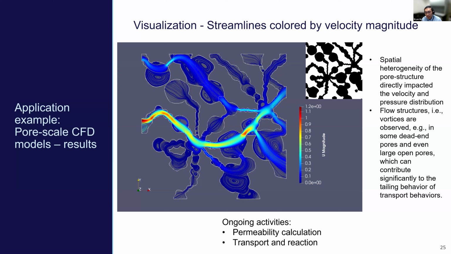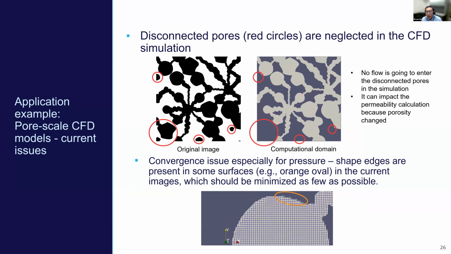So some other activities I'm doing now is basically computing the permeability based on the results of the computational simulations. Another thing is to do reactive transport, basically to add a tracer first, then we can simulate some simple reactions, dissolution, calcite reactions, for example. Yeah. And here are some current issues with this kind of simulation that I'm working on.